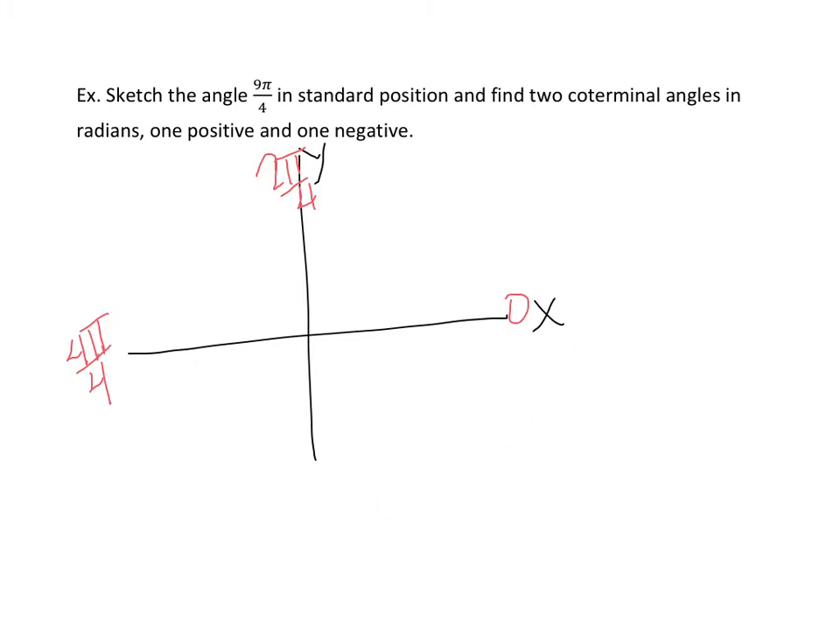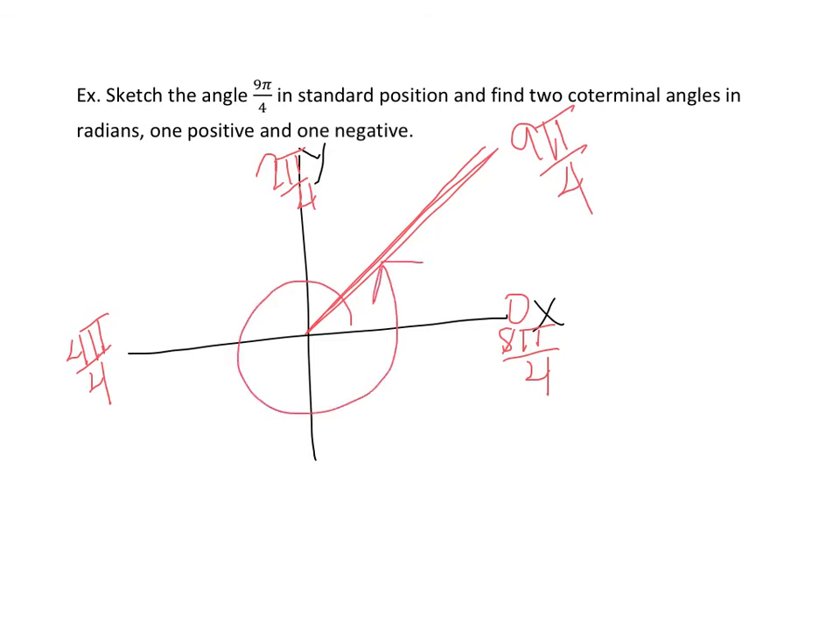Now over here is 8 pi over 4. And then it's going to be right in here. This is where my 9 pi over 4 is going to fall. It's not quite 10 pi over 4, which would be my half pi, but it's halfway in between. Okay, so I've sketched it. I know that it goes around and then stops. Find two angles that are coterminal.